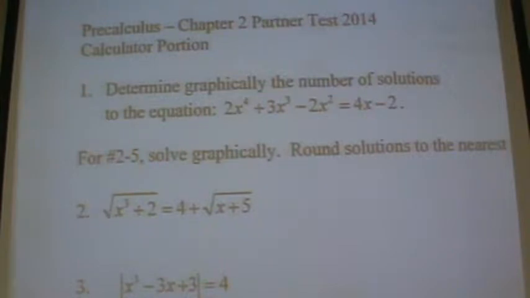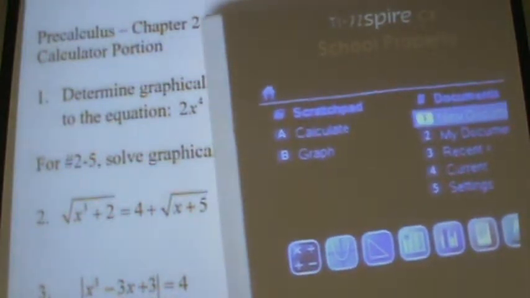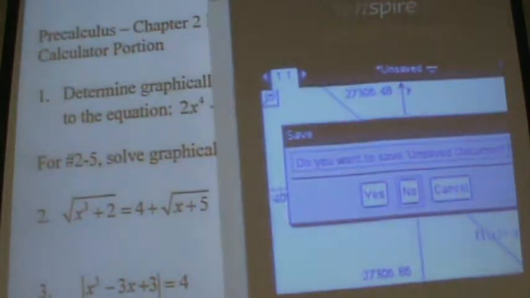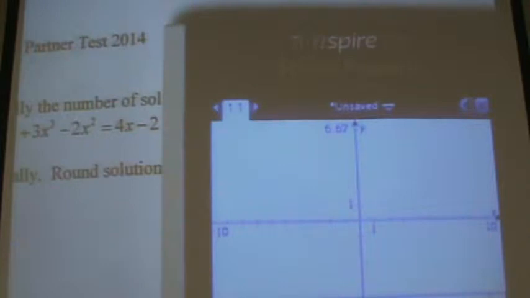Tell me what to do. How do you know how many solutions there are? You are going to type the equation 2x to the 4th plus 3x squared. Whoops. See what I did? Did you see what I did? Easy to do that. I thought I hit it down, but I guess it didn't.